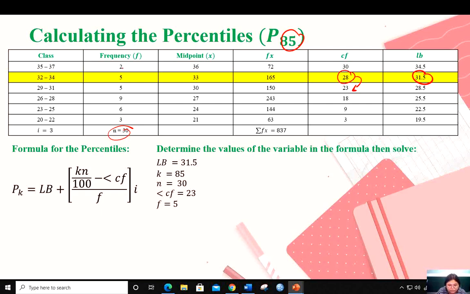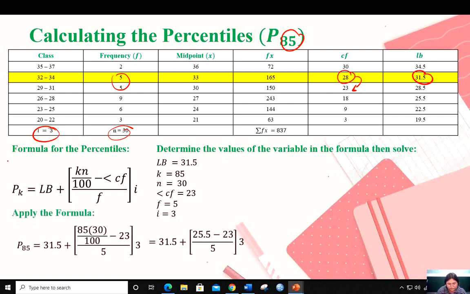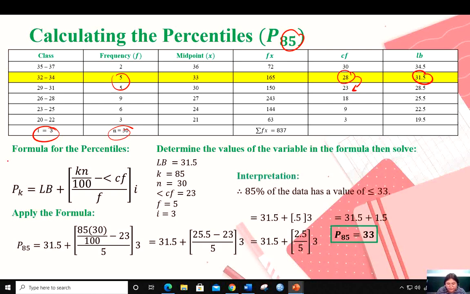Our frequency is 5. Our interval is 3. Okay, let's input. So we have 33. So we can say that 85% of the data has a value of less than or equal to 33. Nakakuha po?